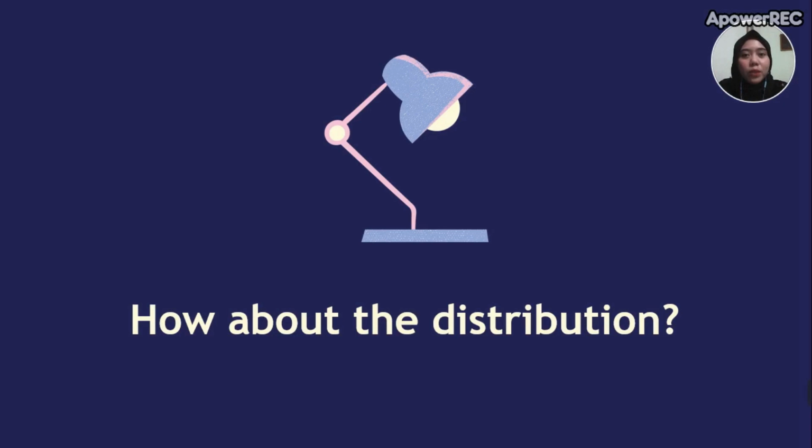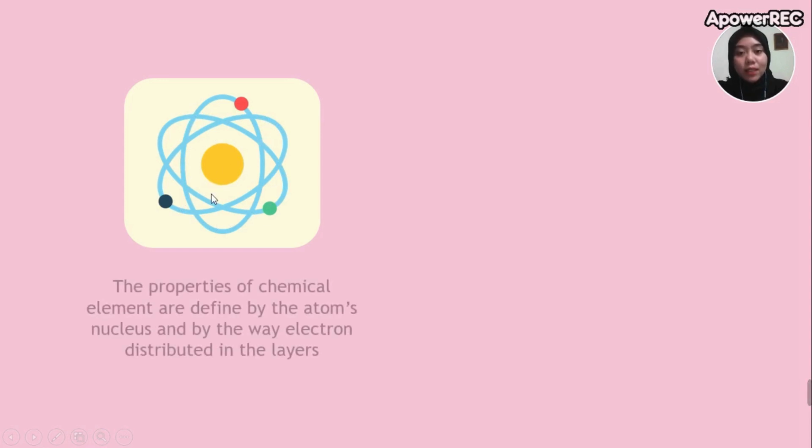Yes. Before we talk about that, we have to recall the atom first, okay? An atom is the smallest recognized division of a chemical element, which consists of protons, with a positive charge, and neutrons, with a neutral charge, and is surrounded by electrons with a negative charge. The properties of a chemical element are defined by the atom's nucleus and by how electrons are distributed in the layers. These properties define the way atoms combine.